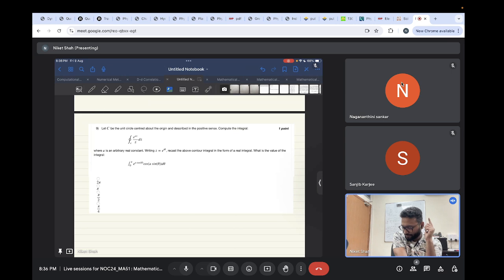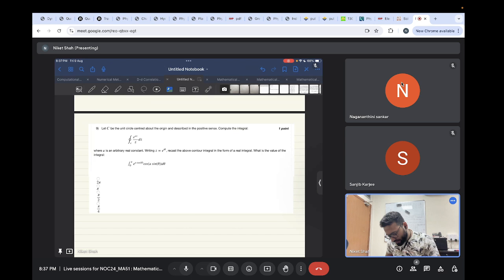So they're giving a hint in the question itself: writing z equal to e raised to the power i theta. Why can we do this? Because the contour that we are talking about is a unit circle centered at the origin. So I can write z equal to e to the power i theta when I'm going about that contour. So writing z equal to e to the power i theta, recast the above contour integral in the form of a real integral. So we can split it into two real integrals and i can come outside. That's what they are telling us to do. They are telling us about some part of the integral, so we are asked: what is the value of this integral?